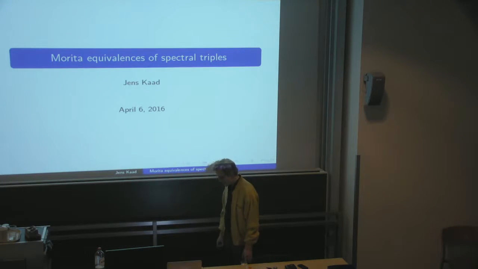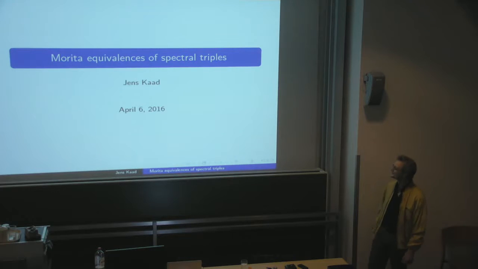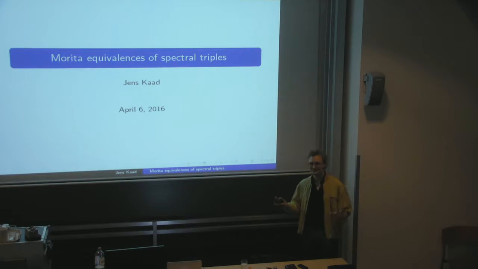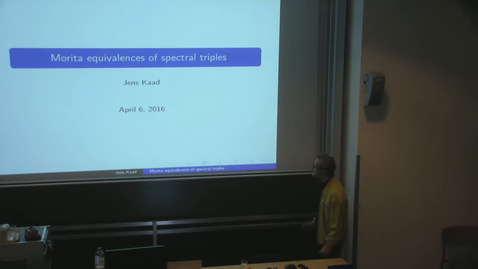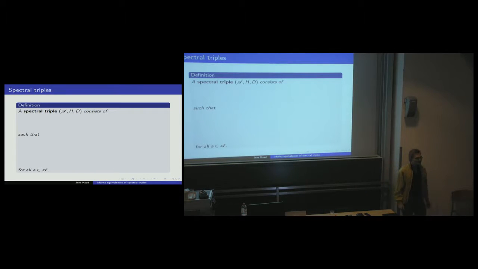So I will start out lightly by just explaining a concept that you all know very well, which is that of a spectral triple. But it will be a minimal definition, so there will be no J operator or anything like that. So it's really more like an unbounded K-homology class. So here it is.